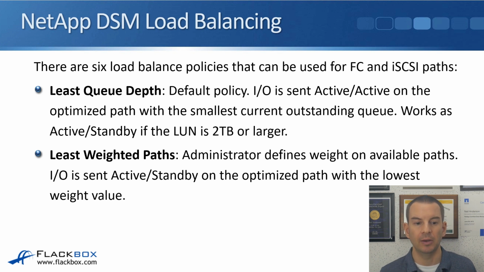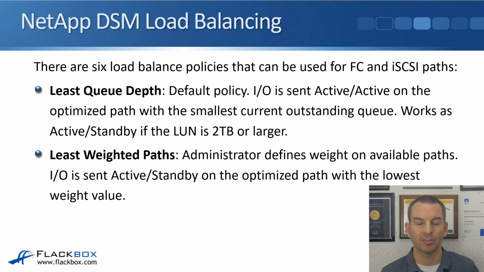So looking at Windows for an example here, and here we're using the NetApp DSM, there's 6 load balancing policies that are available with the NetApp DSM, whether you're using Fiber Channel or iSCSI. The first one is least queue depth, and that is the default policy. With least queue depth, IO is sent active, so that's a good thing, and it's on the optimized path with the smallest current outstanding queue.